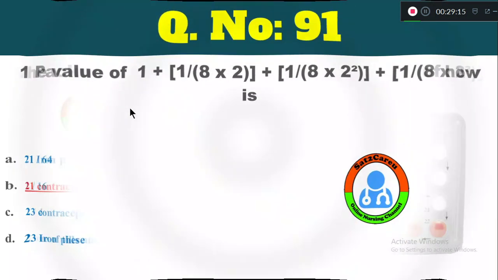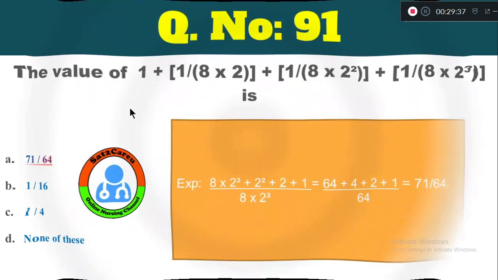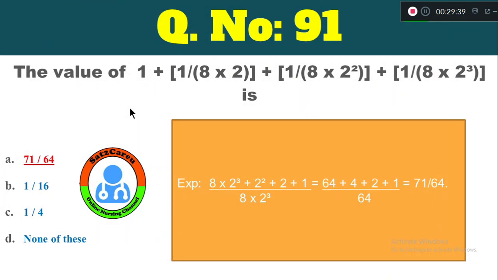Question number 91. This is a mathematical reasoning sum. How can you solve this sum and what is the answer? Option A, 71 by 64, B, 1 by 16, option C, 1 by 4, option D, none of these. The right answer with the solution is given here.